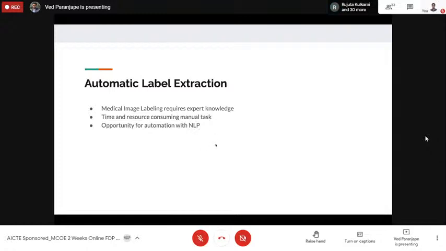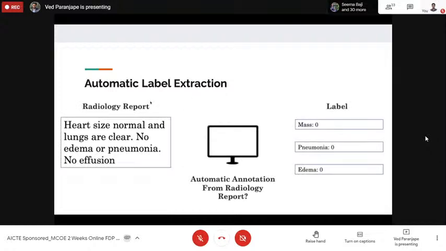There is a huge opportunity for NLP to automate the label generation for training the convolutional neural network. Automatic label extraction is the process diagram for that. A radiology report is generated by the radiologist for a given image. Let's say: heart size normal and lungs are clear, no edema, no pneumonia, no effusion. That's the report generated for a specific patient.